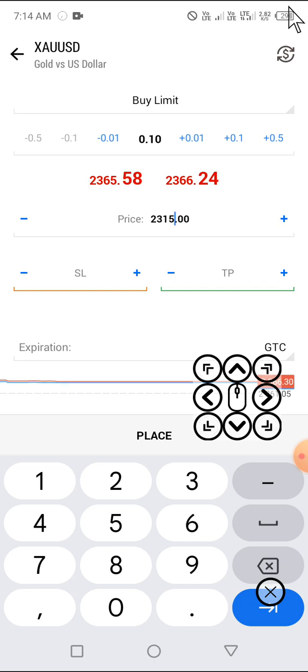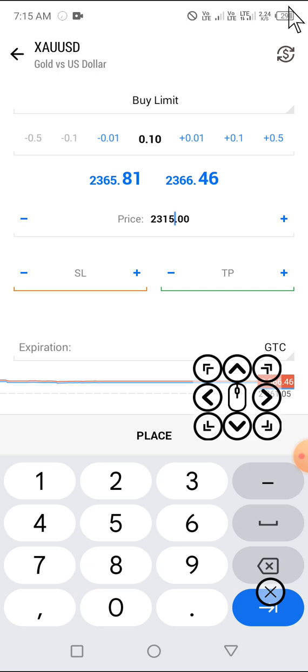But for example, if you are following a signal provider, or you are now able to do your own analysis, that is where you understand how to go about all this market analysis and pending orders. So here I'm going to put my buy limit, and also put the price I want the order to execute at.